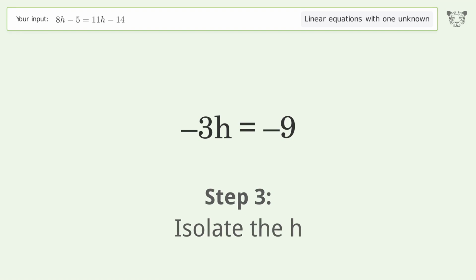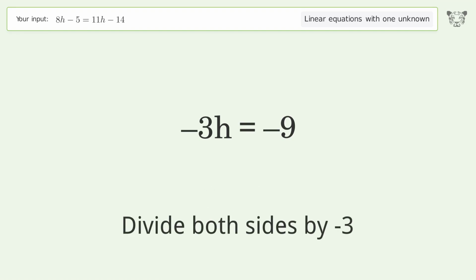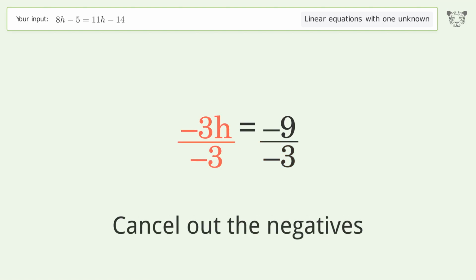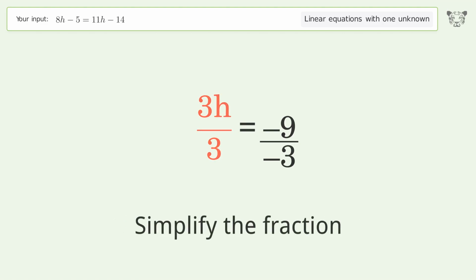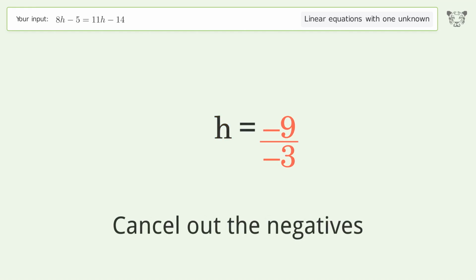Isolate the h. Divide both sides by -3. Cancel out the negatives. Simplify the fraction. Cancel out the negatives.